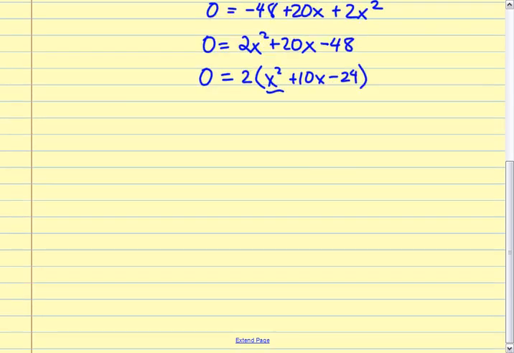Now I'm ready to factor this trinomial. Is there anything in front of the x squared? No. So I can just write it as 2 binomials. It's going to be x and x.